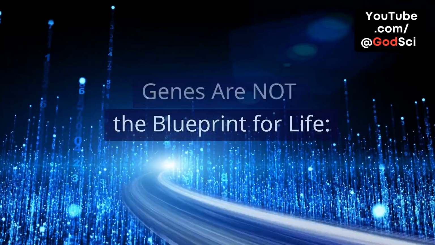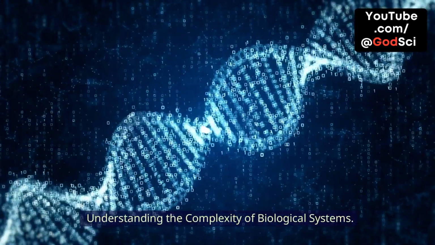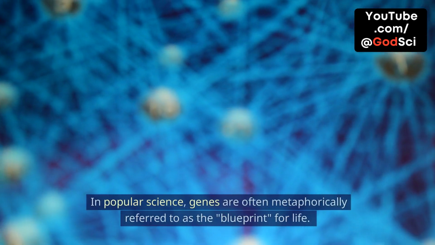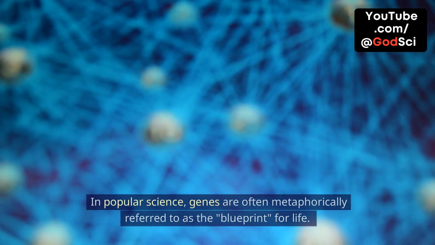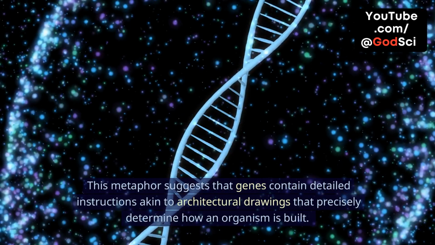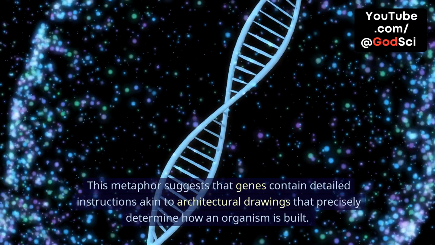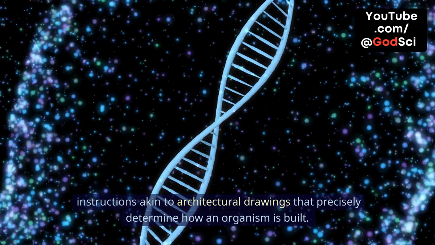Genes are not the blueprint for life. Understanding the complexity of biological systems. In popular science, genes are often metaphorically referred to as the blueprint for life. This metaphor suggests that genes contain detailed instructions akin to architectural drawings that precisely determine how an organism is built.